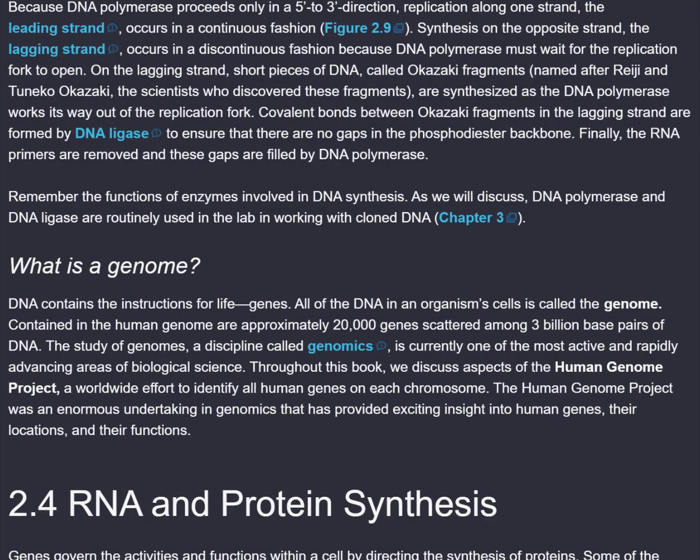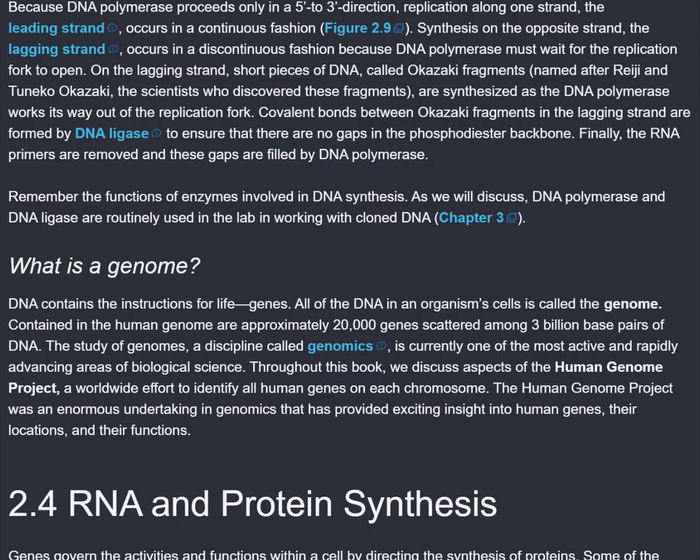Because DNA polymerase proceeds only in a 5' to 3' direction, replication along one strand, the leading strand, occurs in a continuous fashion, Figure 2.9. Synthesis on the opposite strand, the lagging strand, occurs in a discontinuous fashion because DNA polymerase must wait for the replication fork to open.